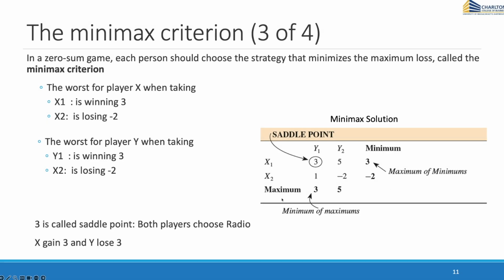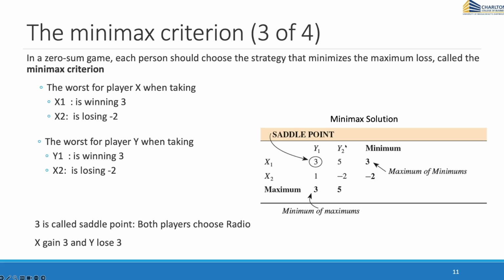So when we solve this problem, we find the minimum of each strategy for player X. Between 3 and 5, the minimum gain is 3. That's for strategy X1. For strategy X2, the minimum gain that player X can have is -2. So player X tries to maximize its minimum gain. Between 3 and -2, 3 is the maximum gain.